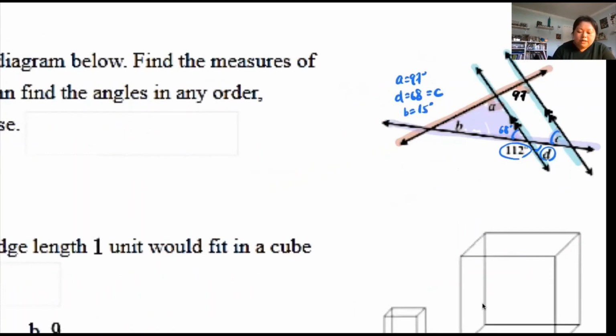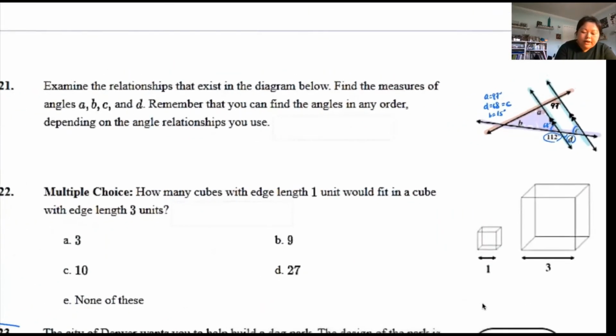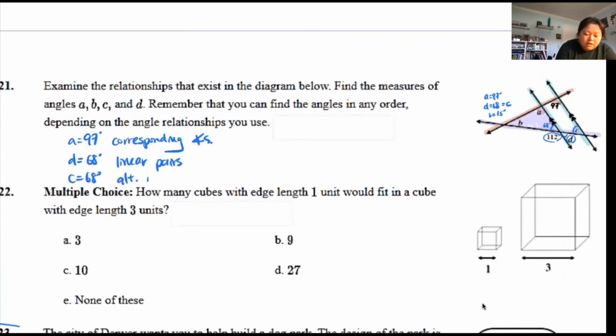Okay, I'm going to list them and actually explain how I got each one, right? So A is 97 because of corresponding angles. Okay, then I went to D. I said D is 68 degrees because of linear pairs, because it makes a straight line with the next door neighbor. Then C is also 68 degrees because of alternate interior angles. And last but not least, B is 15 degrees because of triangle angle sum. The sum of angles in a triangle must always add up to 180 degrees. Okay. All right.